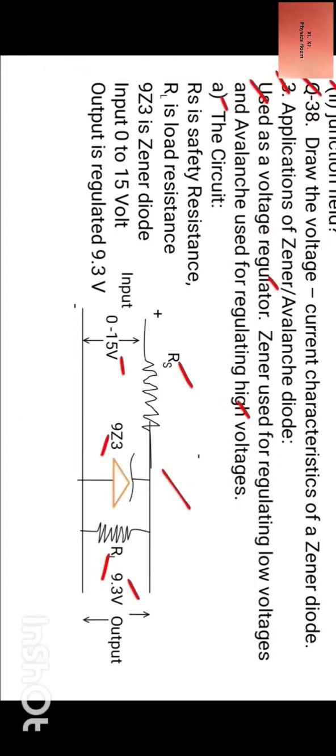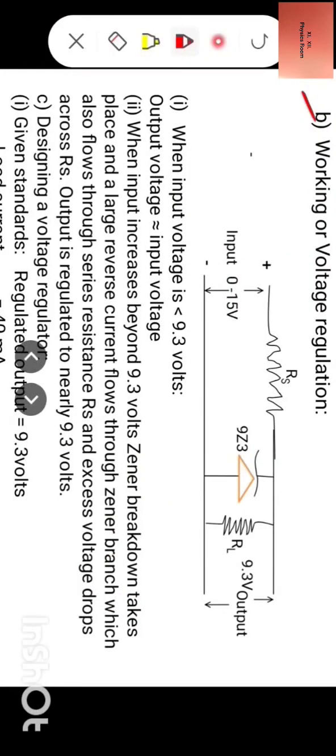Okay. B. Working or voltage regulation. Now let us discuss step by step. First, when input voltage is less than 9.3 volts, output voltage is equal to input voltage. Because Zener behaves as open circuit, so whatever is the input voltage, we get at the output.